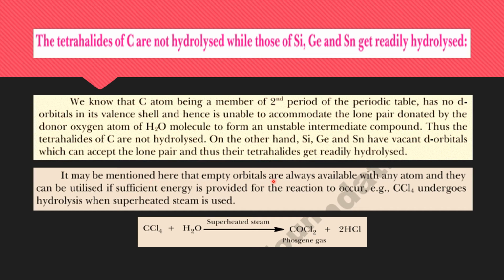We can mention that empty orbitals are always available with any atom, and they can be utilized if sufficient energy is provided for the reaction to occur. In the case of carbon tetrachloride, hydrolysis will occur when it is treated with superheated steam, and in this case, the carbon tetrachloride will be transformed into carbonyl chloride. This carbonyl chloride is also called phosgene gas. But for the reaction to occur, superheated steam is required. At very high temperature, this reaction will be carried on.